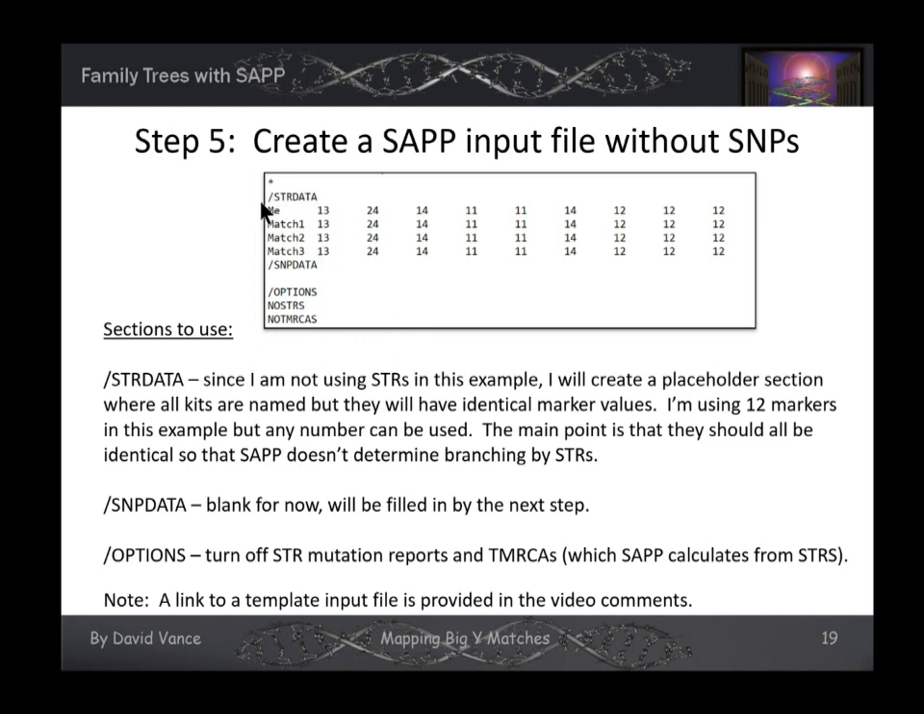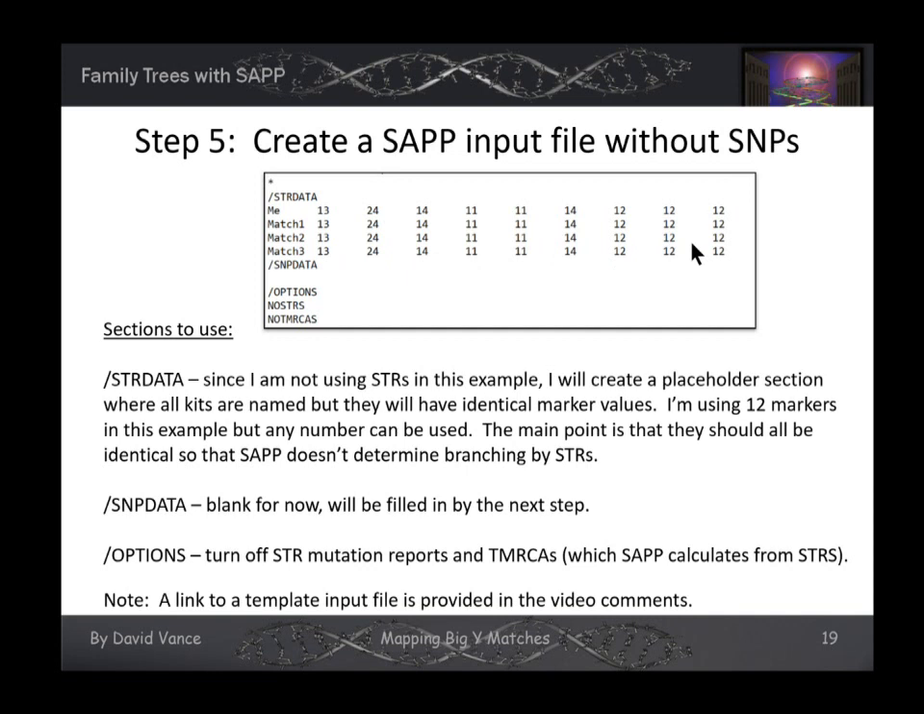The first one is that SAPP requires an STR data section. So we have to put some STRs in, but we're not really using STRs in this exercise. Again, if you want to combine this with STRs, there's nothing wrong with that, but I'm simplifying the example here and showing you just how to use SNPs. So what I do is I create the STR data section with all the same kits that I'm going to use for the SNPs, in this case, me and my three matches. And then I just put exactly the same STRs, just as placeholders in those lines for SAPP to use.